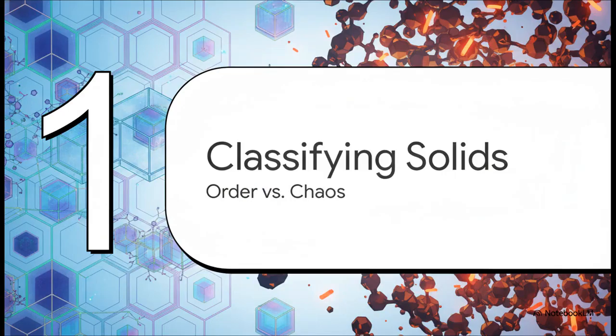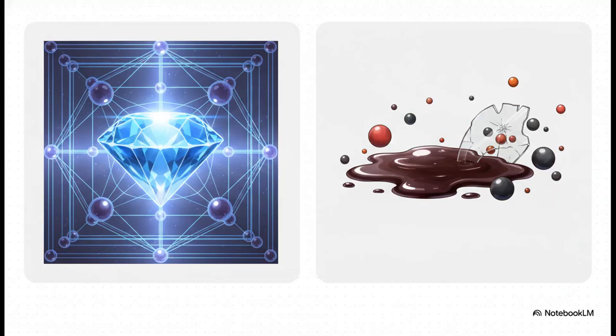Okay, let's jump right into Section 1, classifying the solid world, order versus chaos. It all really comes down to a structural battle of order versus chaos. Notice the stark contrast here. On the one hand, we have crystalline solids. These are your strict rule followers. They have exact, regular, repeating patterns and incredibly sharp melting points. Think of a flawless, rigid diamond.